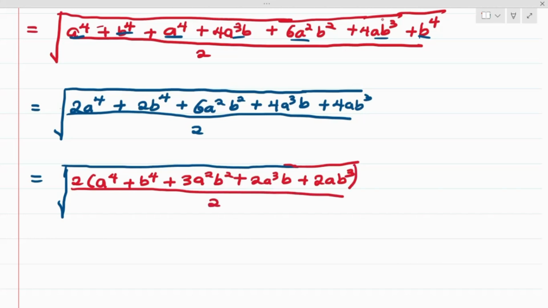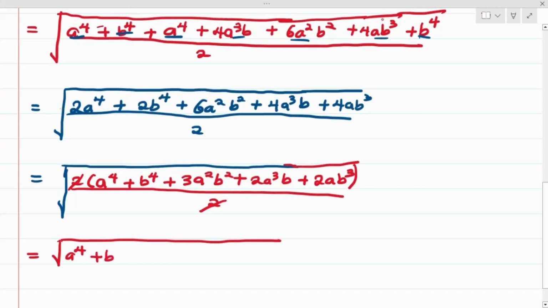2 right here. So from here we cancel this out, so this becomes the square root of A raised to the power of 4 plus B raised to the power of 4 plus 3A squared B squared plus 2A cubed B plus 2AB cubed. Alright, so we have this right here.